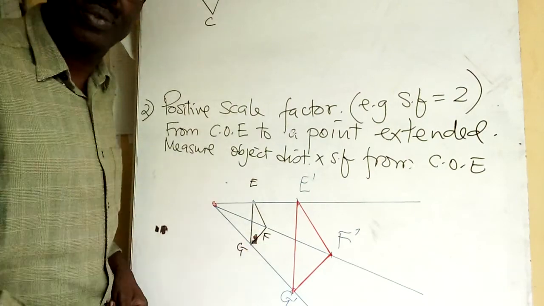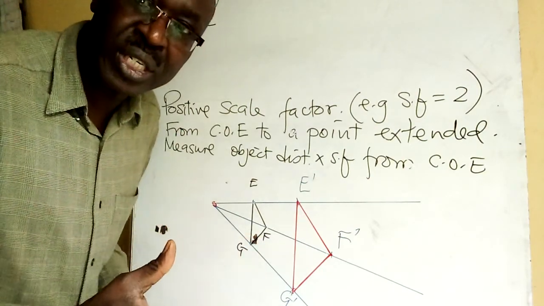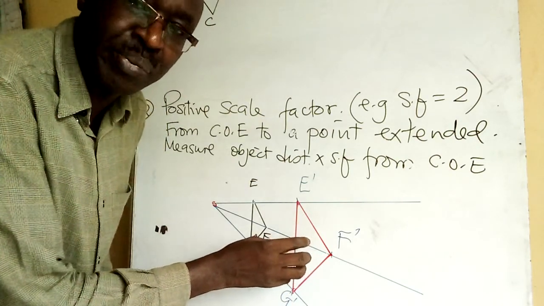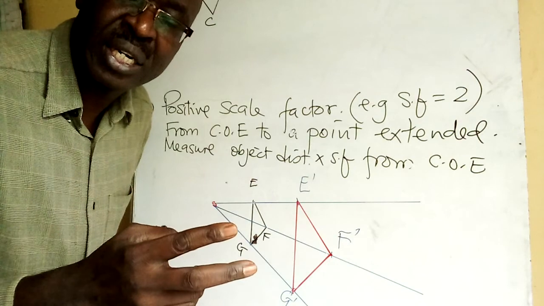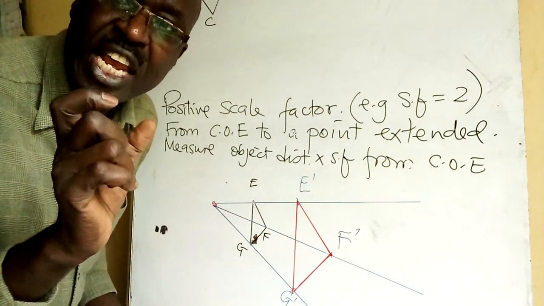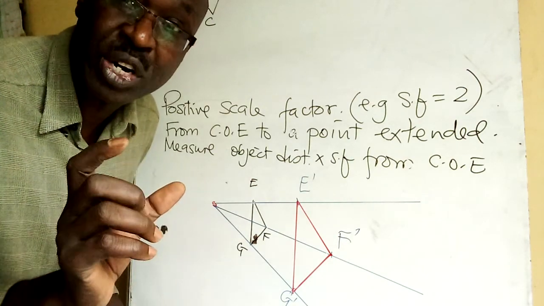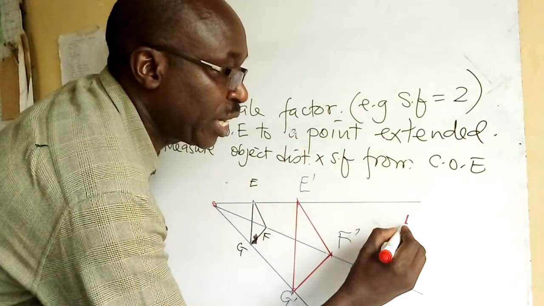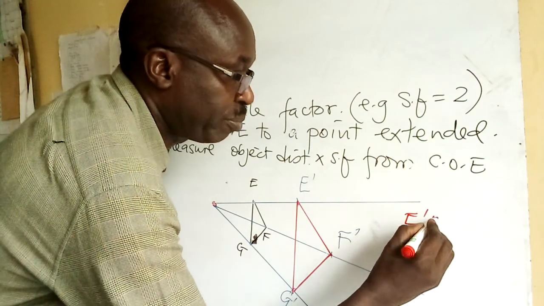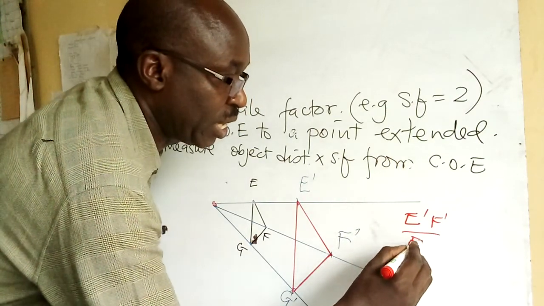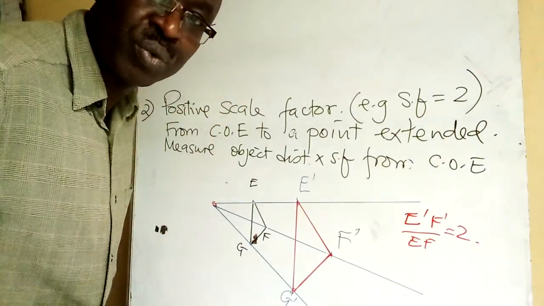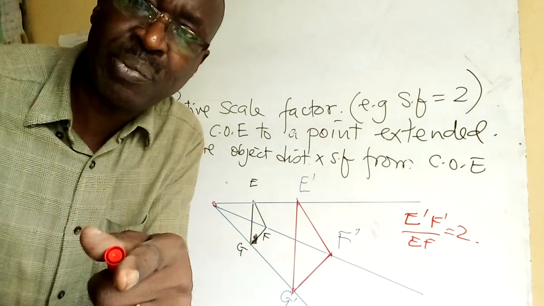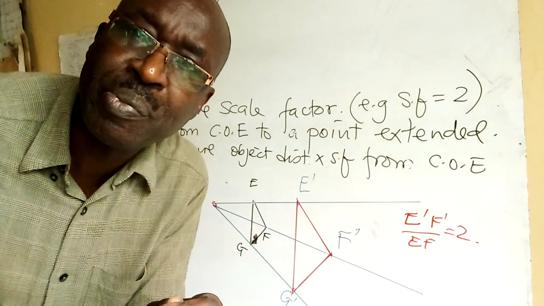That is our new image. So what does it mean? It means this is bigger than this 2 times. So any corresponding length you take should give you 2. If I measure E prime F prime divided by EF, I should be able to get 2. That would be your checking point, your confirmation.